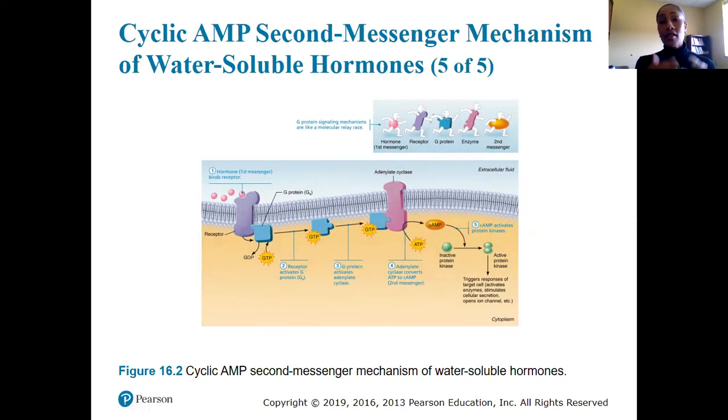So when we form our second messenger, cyclic AMP, we can have a variation of responses. We can activate a protein kinase, and if we do, then we can cause another chain of events to occur within the cell that is desired. So this is the overall process of the cyclic AMP second messenger system when dealing with a water-based hormone or an amino acid-based hormone.